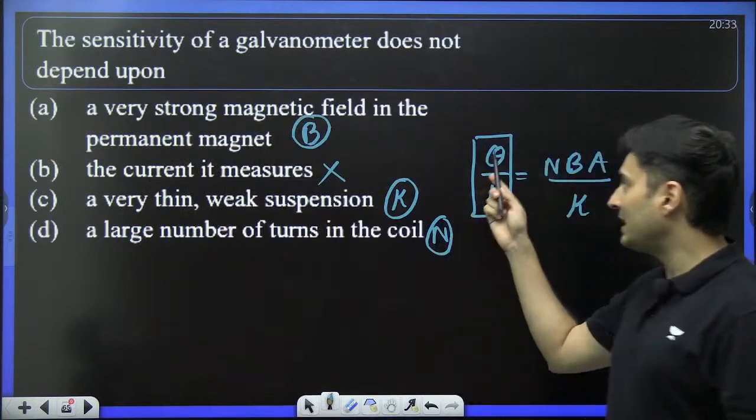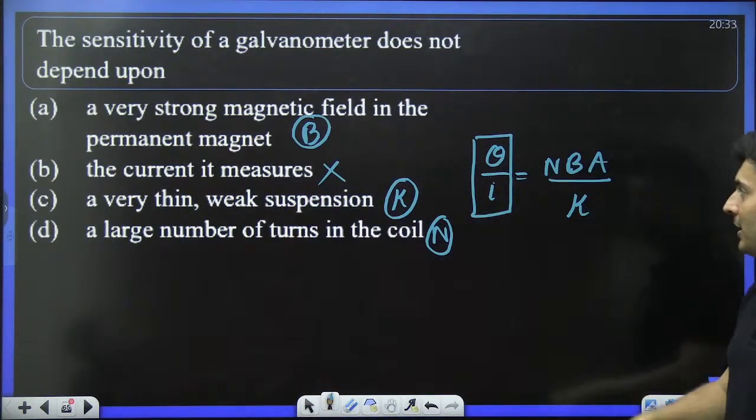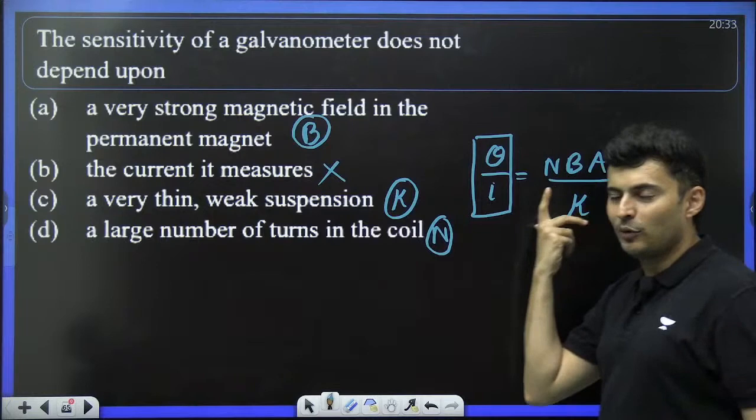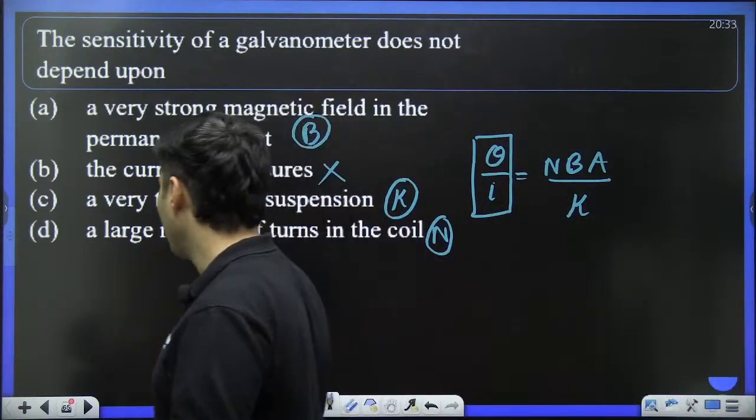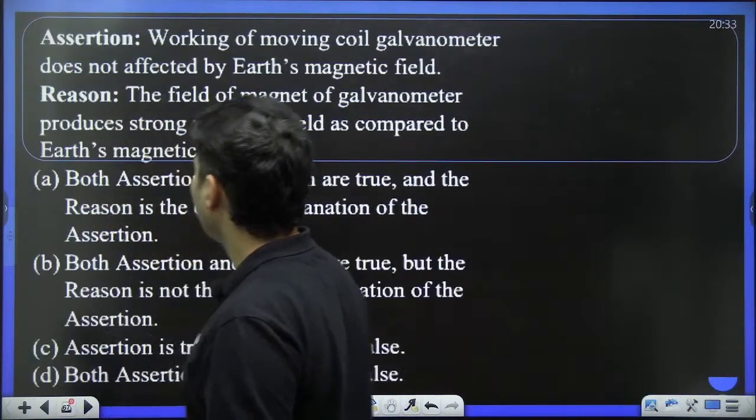Current sensitivity itself is angle per current, so NBA by K is the formula. There is no current inside that formula. Remember that. Moving on to the next question.